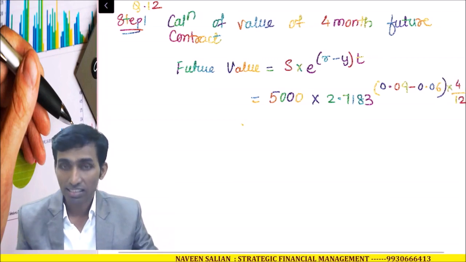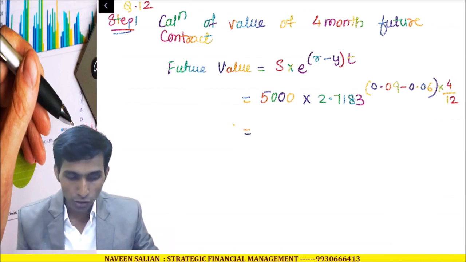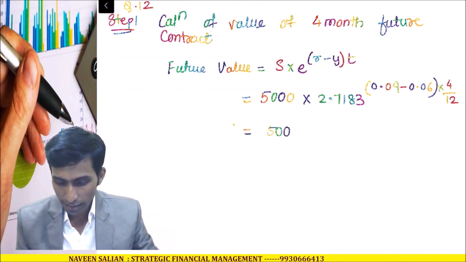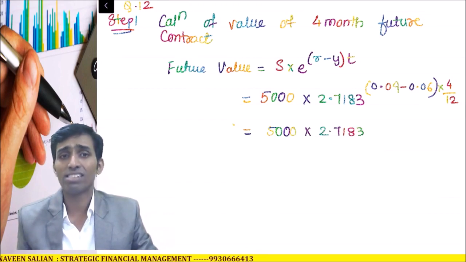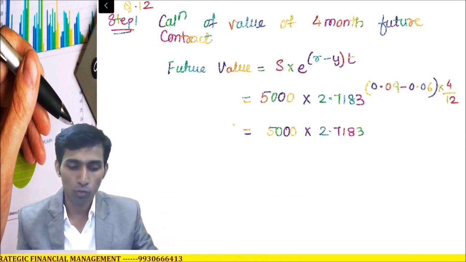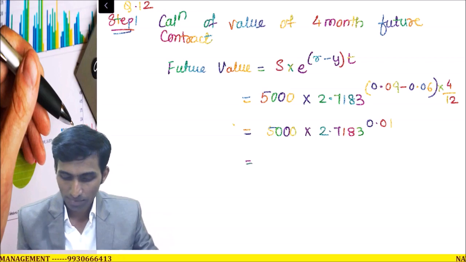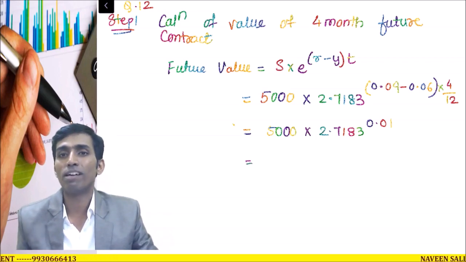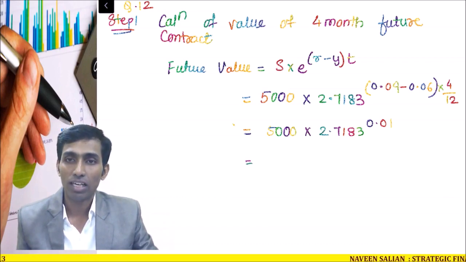Please understand this, 4 by 12. So here you will calculate 5000 into 2.7183 raised to 0.09 minus 0.06, that is 0.03, into 4 by 12. You should get 0.01, correct? We know how to calculate 2.7183 raised to 0.01, correct?